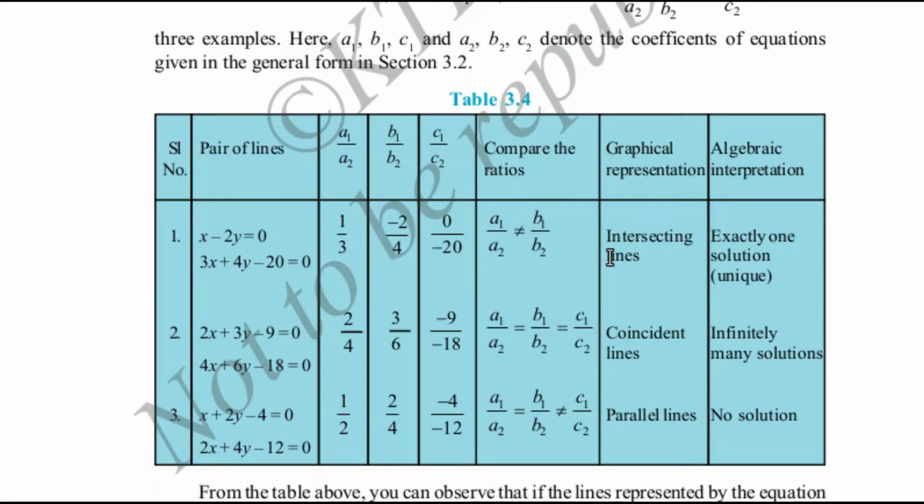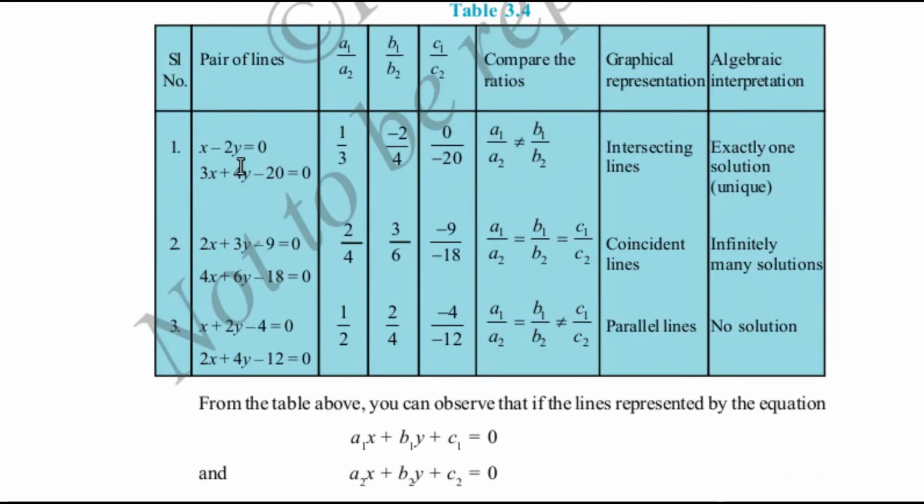Is there a method where we can predict how the lines proceed? Yes, there is a method to know how the lines will behave. Here is a table. We have three examples that we saw earlier. The first example, now let us take the ratios of a1 by a2, b1 by b2 and c1 by c2 for the pair of equations of the first, second and third examples. Here a1 is equal to 1, a2 is equal to 3, b1 is equal to minus 2, b2 is equal to plus 4, c1 is equal to 0 and c2 is equal to minus 20.